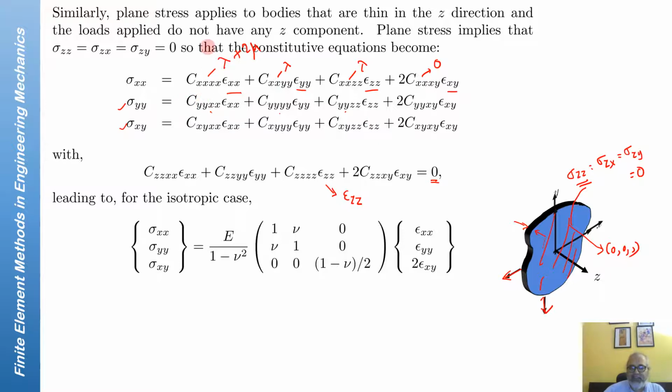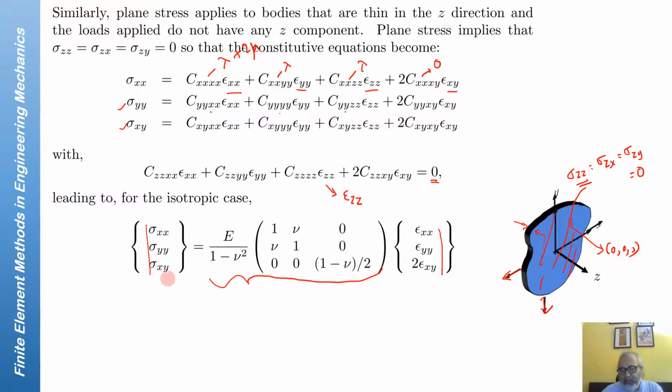Then, just like in the plane strain case, I have a relation connecting xx, yy, xy stresses to epsilon xx, epsilon yy, and 2 epsilon xy strains, and that matrix connecting them is this. So both in the plane stress and in the plane strain case, I try to determine these 3 components of stress as a function of these 3 components of strain. In both the cases, that's what I do. The only thing that changes is the 3 cross 3 matrix connecting them.